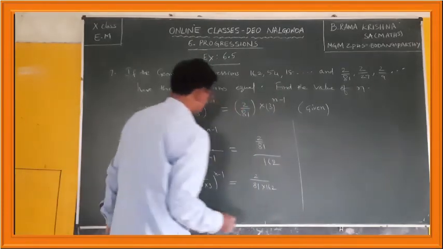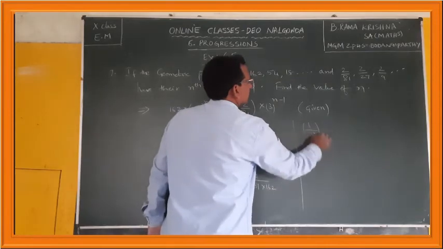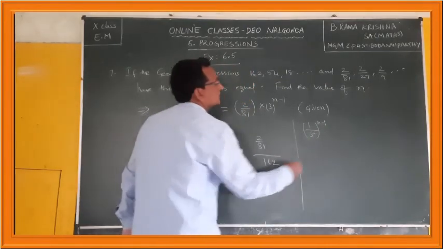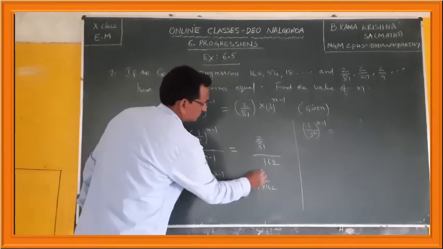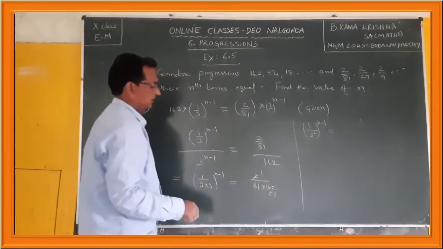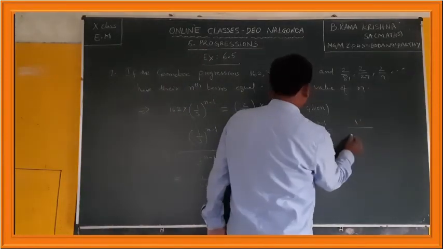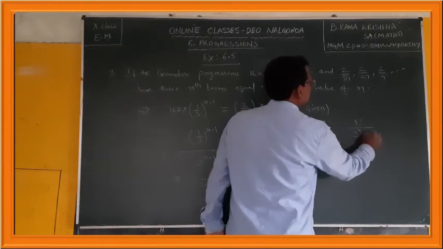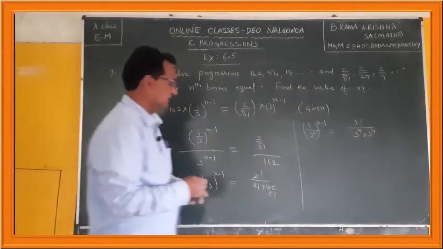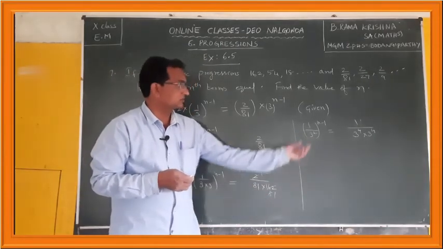Okay. (1/3 squared) to the power of n minus 1 is equal to... can you simplify this? 2 and 162 cancel, 81 and 81. 81 means what? 1 by 3 to the power of 4 into 3 to the power of 4. 81 can be written as 3 to the power of 4. Here there is another 81, so 3 to the power of 4.